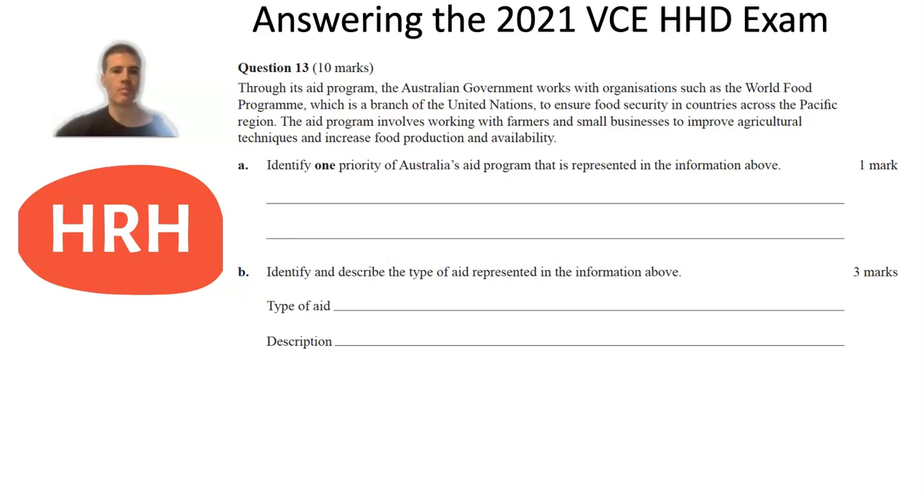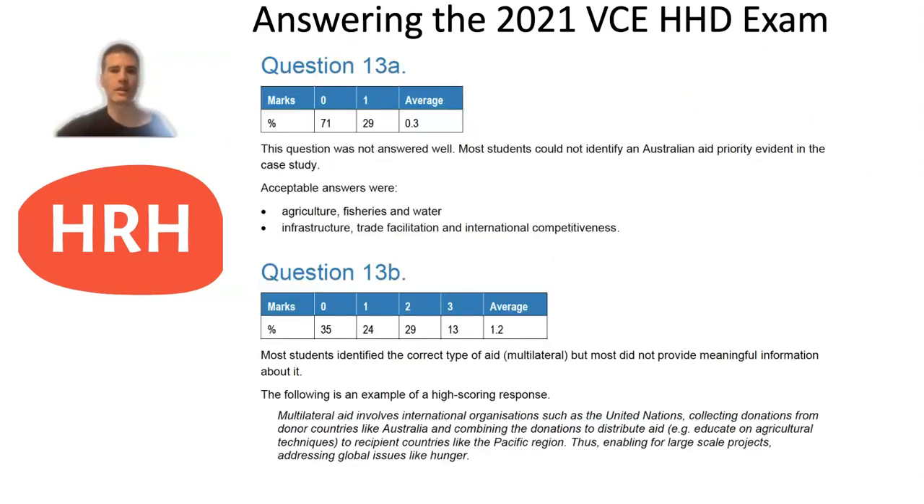So in your description, mentioning that multilateral aid is where large international organisations accept multiple donations from, say, countries like the Australian government, and then combine those to provide aid, often on a large scale, to address problems or issues such as food security, would have gotten you then those additional marks. You can see here in the examiner's report that only 29% of the state achieved a mark for 13A, but then for 13B, it was even lower for full marks. Only 13% of the state achieved 3 marks. You can see that they've given you an example of a description of multilateral aid that achieved a high scoring response.